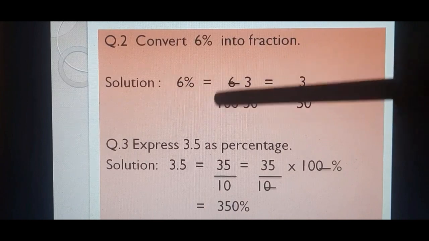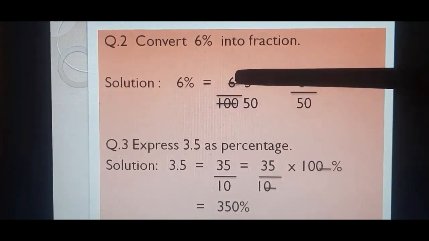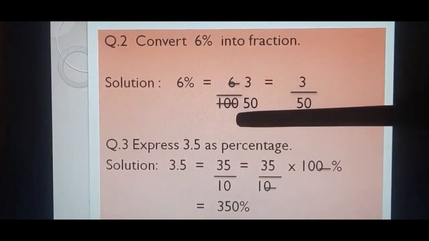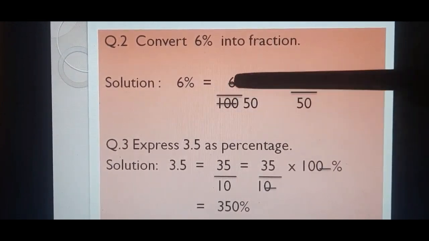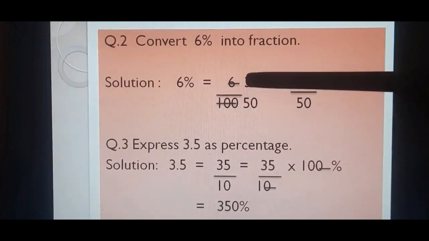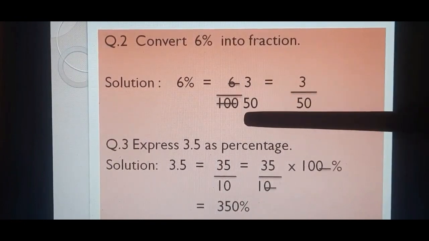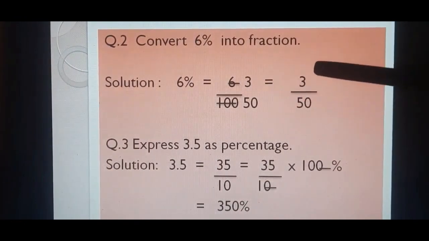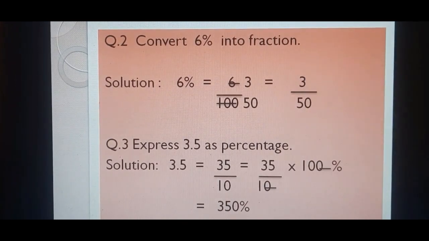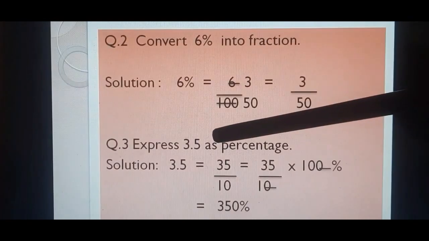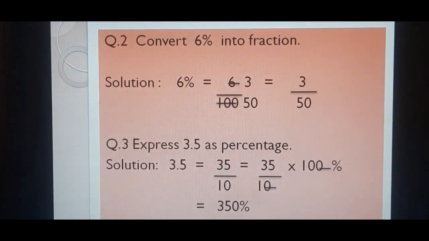Okay. So 6%. Percent means per 100. It will become 6 upon 100. Now it has already been changed into fraction, but we know that we can convert it into lowest form. So we will cancel it with the table of 2. 2 3s are 6, 2 5s are 10, 2 zeros are 0. So it will become 3 upon 50, which is a fraction. Understood? Question number 3. Express 3.5 as percentage.